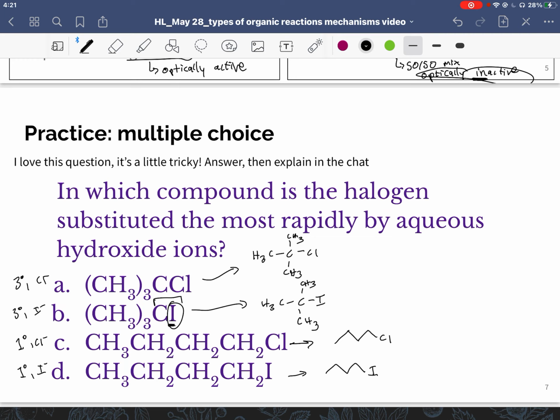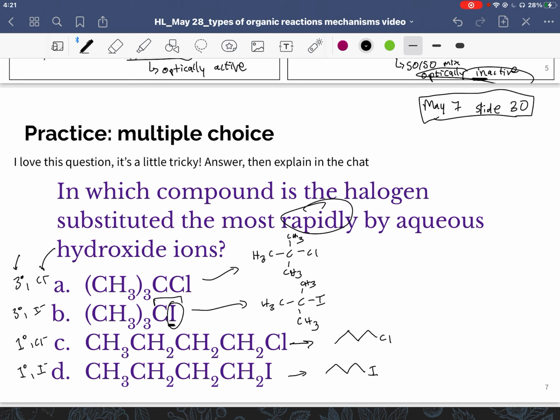We talked about this on May 7th, slide 30 from the HL topic. That's where we talked about rate of reaction. Both the position of the halogen and the leaving group can influence rate. That's what this is getting at with rapid.